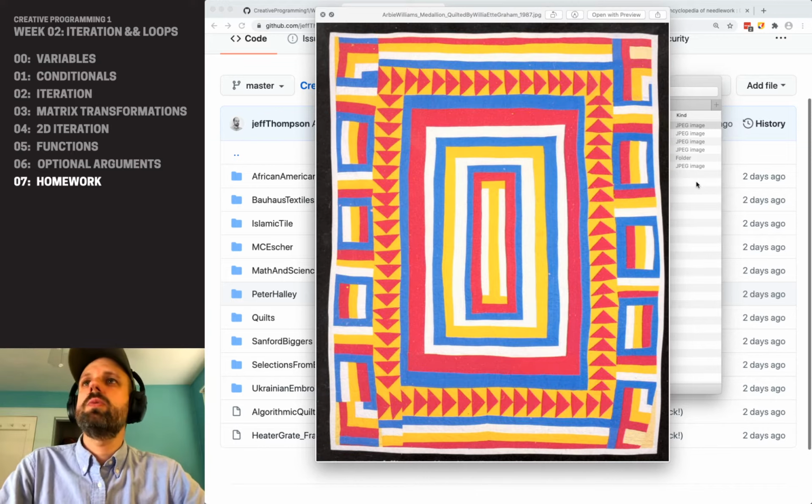Some of these quilts we know the makers of. So this is a quilt by R.B. Williams from 1987.